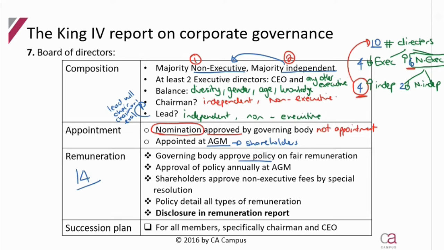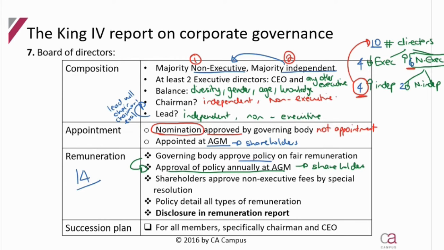Next, I've got approval of the policy annually at the AGM. And guys, that statement needs to be adjusted slightly because it's not full approval. Above, the governing body approved the policy. But what happens here, annually at the AGM, the shareholders are able to pass a non-binding advisory vote. So they are able to give their opinion on the policy. And that opinion should be considered seriously. However, it doesn't have to change the actual policy. They do, however, get to approve the non-executive fees by special resolution, so that aligns with the Companies Act. And that's not an advisory vote, that is a proper requirement for the non-executive fees to be approved.